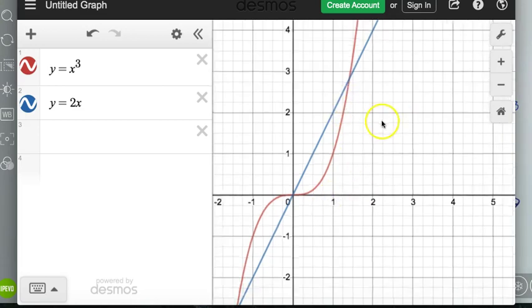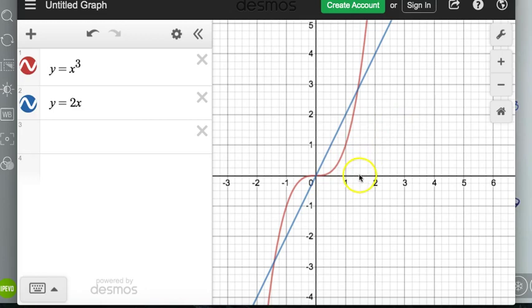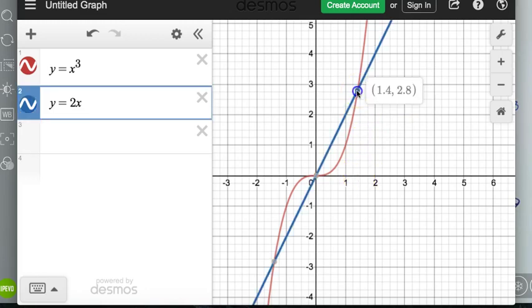They intersect at x about 1.3 or something. If I put a dot there, it'll tell me. It's about 1.4-ish. Actually, 1.414 is the square root of 2. They intersect at the square root of 2.